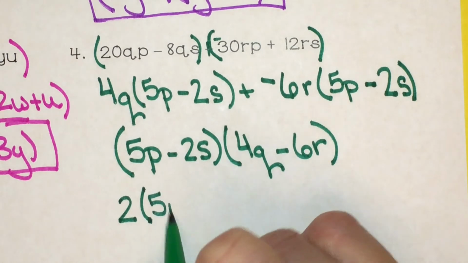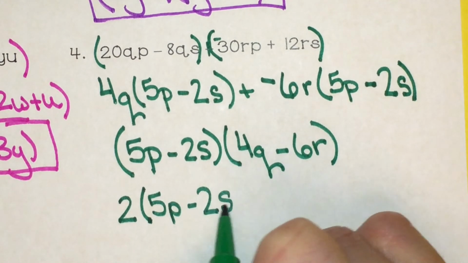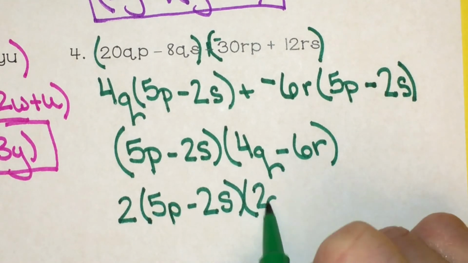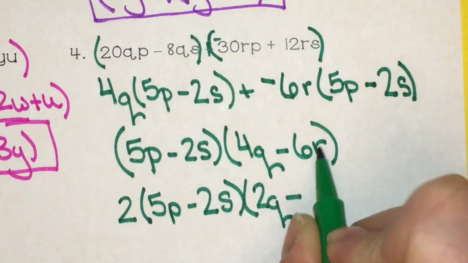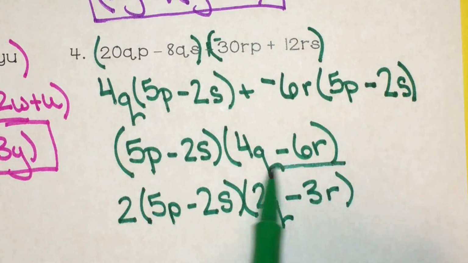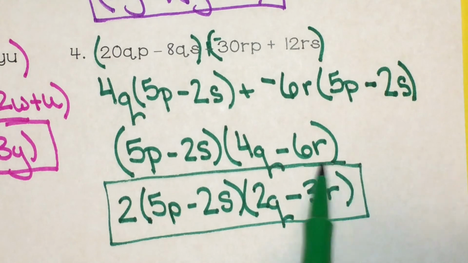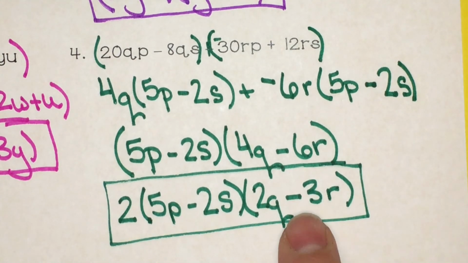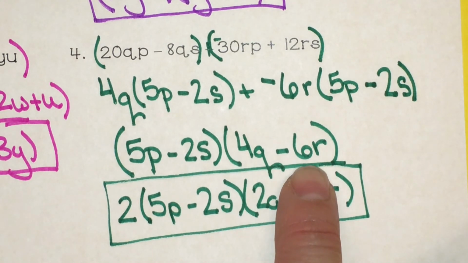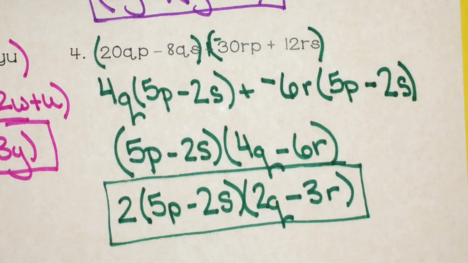So this 5p minus 2s stays the same, but 4q divided by 2 is 2q, minus 6r divided by 2 is 3r. So if you didn't do that step, please do it now, because you have to have everything inside the parentheses as simplified as possible. If there's a greatest common factor, in this case 2, that you can divide them both by, you have to get rid of it.